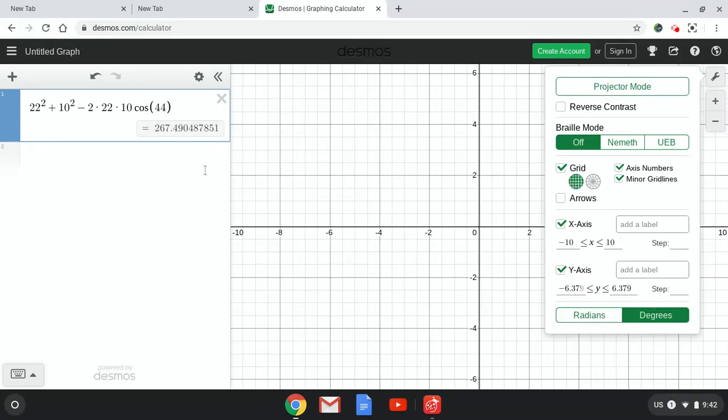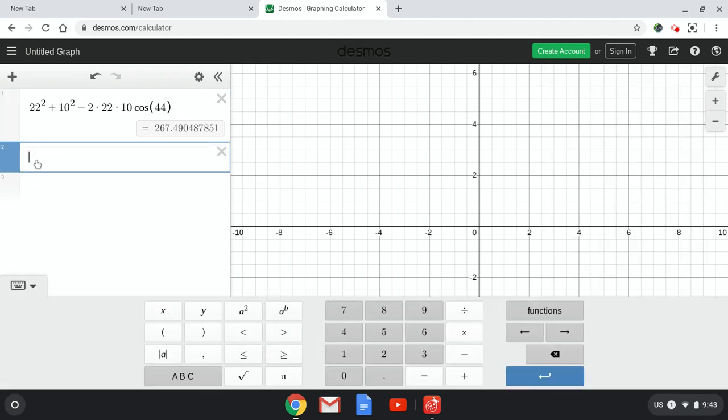All right, so I'm getting 267.49, so that's what I need to square root. So the answer is 16.4 for that side. So just switch back here.